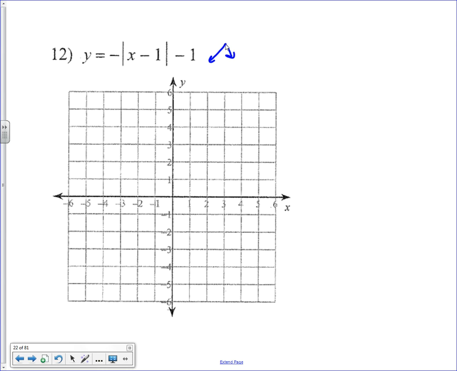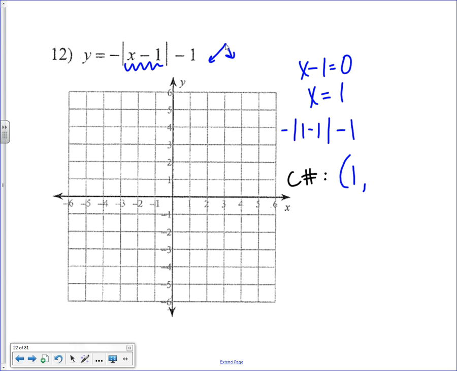To find my critical number, what do I need to set equal to 0? Awesome. So what's x? So that is the x value for my critical number. Now we're going to plug it in. All right, 1 minus 1 is? Absolute value of 0 is? Make it negative, it's still? Now subtract 1. Okay, so 1, negative 1 is my critical number.